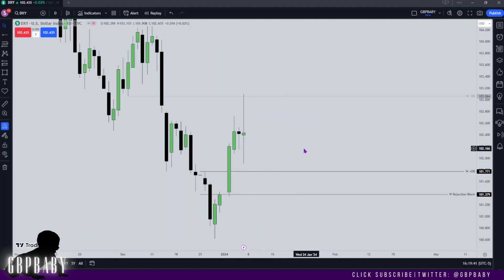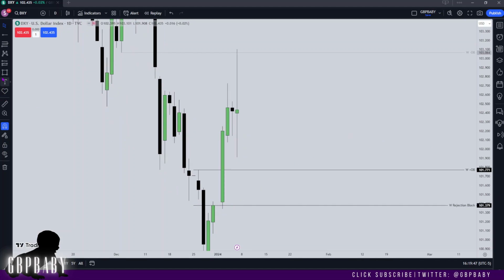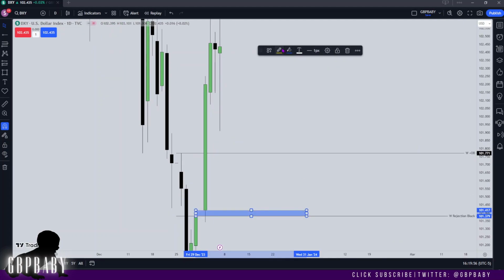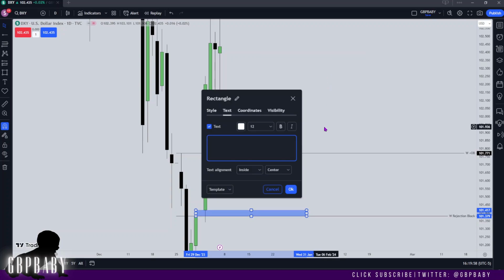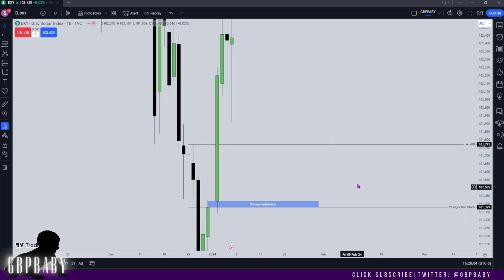and start looking for daily PD arrays. So there is this volume imbalance down here as well on the daily. This is going to act as a magnet to price so long as we're bearish. So I'm going to draw this out. I'm going to make this blue, and I'm going to type in volume imbalance. And you'll see that lines up nicely with that weekly rejection block. So that's nice to see.